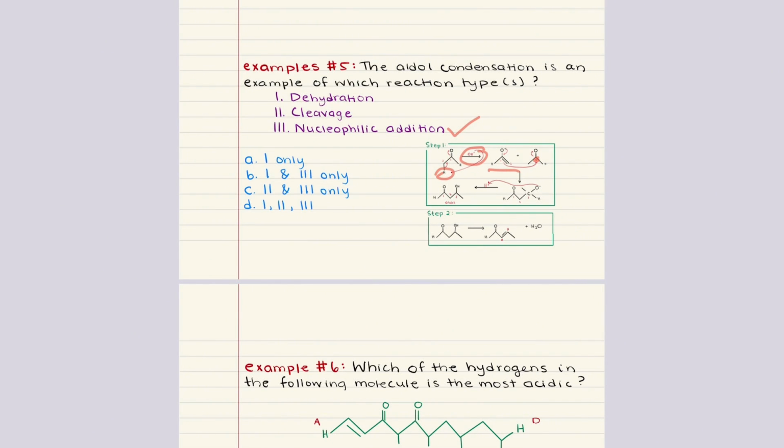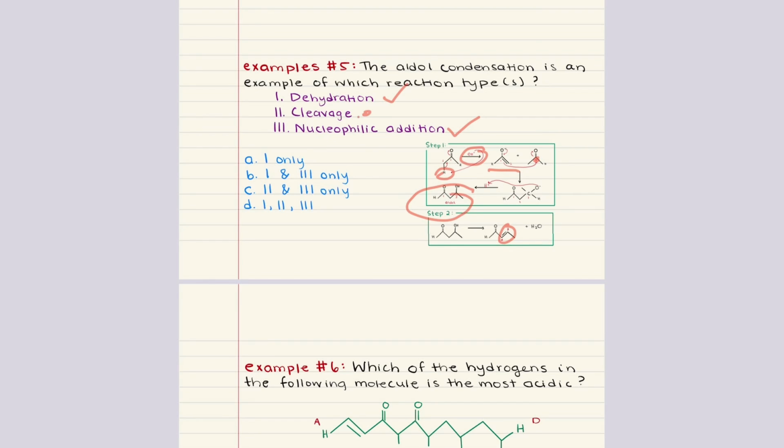After the addition, we get a beta-hydroxy carbonyl compound called an aldol. Under heating conditions, this intermediate undergoes dehydration, meaning a molecule of water is eliminated and a new double bond forms between the alpha and beta carbons. This elimination of water gives us an alpha-beta unsaturated carbonyl compound. So statement 1, dehydration, is also correct.